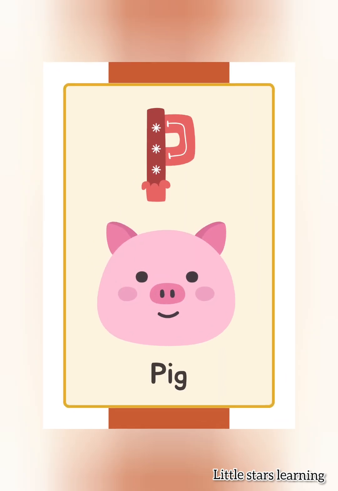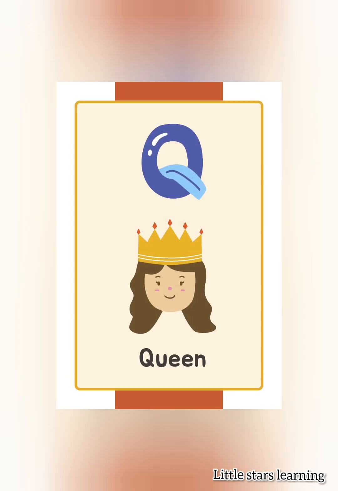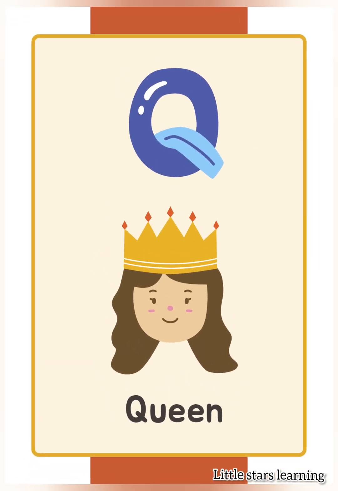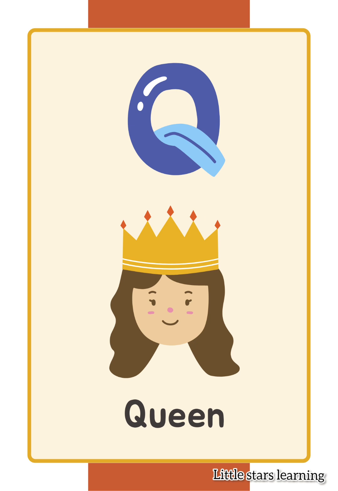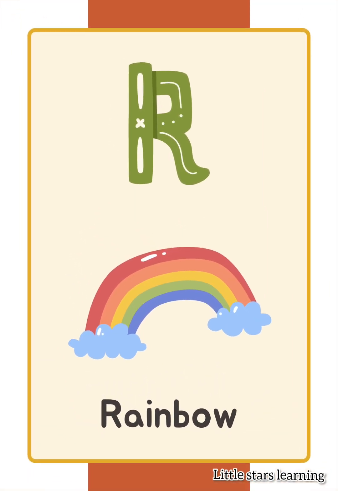P is for pig, pig, pig. P is for pig. Q is for queen, queen, queen. Q is for queen. R is for rainbow, rainbow, rainbow. R is for rainbow.